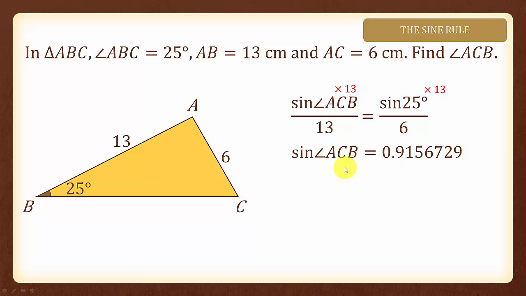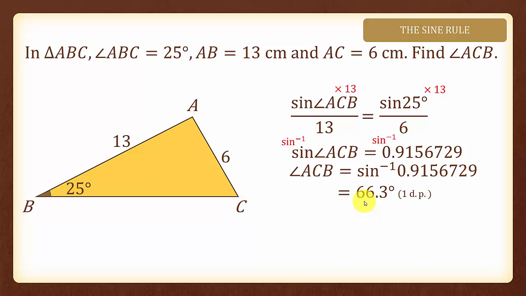And we will be left with sine angle ACB equals to 0.9156729. To find angle ACB, we will inverse sine on both sides, and we will have angle ACB equals to the inverse sine of 0.9156729. By pressing your calculator and making sure that it is in degree mode, we will have angle ACB equals to 66.3 degrees rounded off to 1 decimal place.